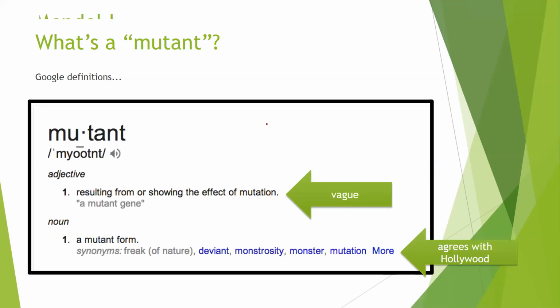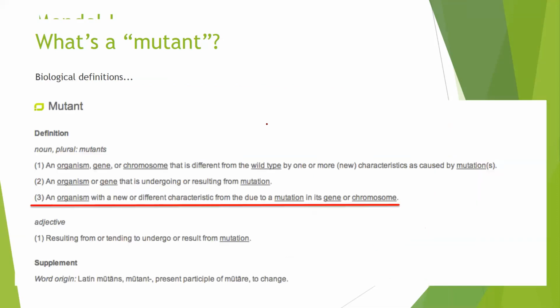If you ask the same question to Dr. Google, Google will give you some definitions, but sometimes the definition can be very vague. But we can define mutant using the biological definition here. This is the best definition that we can use: a mutant refers to any organism with a new or different characteristic because of mutation. I hope this is clear to you.